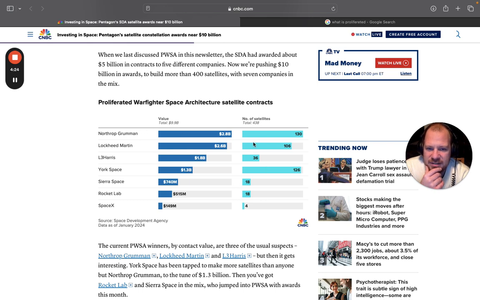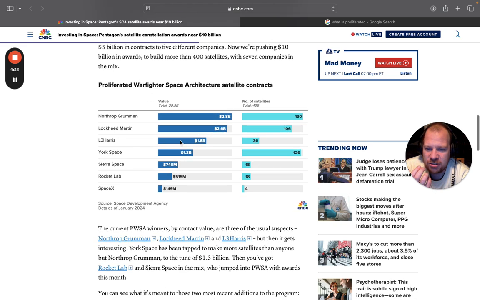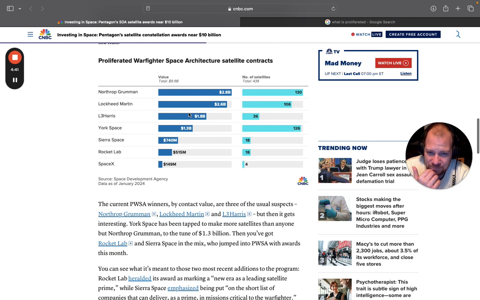So this is a very nice breakdown of how many satellites and which companies produce how much. And you can see that Rocket Lab here actually got more awarded than SpaceX. And yeah, you can see the companies here. I obviously would have liked to see Rocket Lab much higher on this list, meaning that they would have gotten a much higher contract amount. But I think it's quite an achievement to even make it to this list.